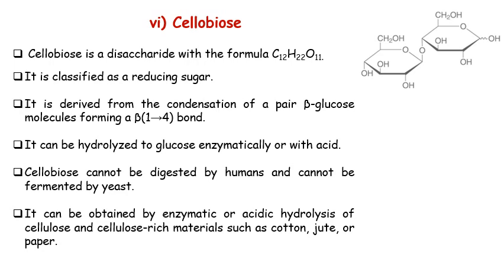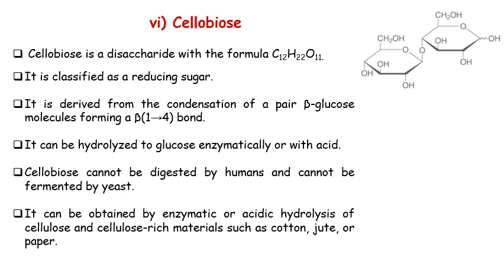Two beta glucose molecules form the beta 1,4 linkage, like the one bond between carbon number 1 of one pyranose ring and carbon number 4 of the other pyranose ring. So it is forming the beta 1,4 linkage or the glycosidic linkage. It can be hydrolyzed enzymatically or with acid, yielding glucose.